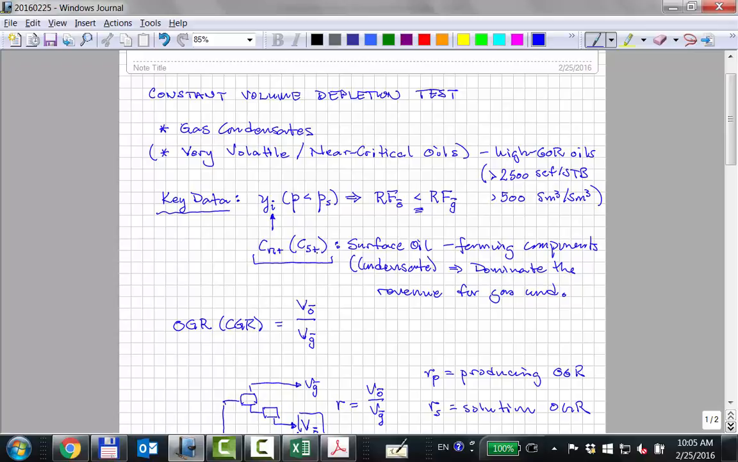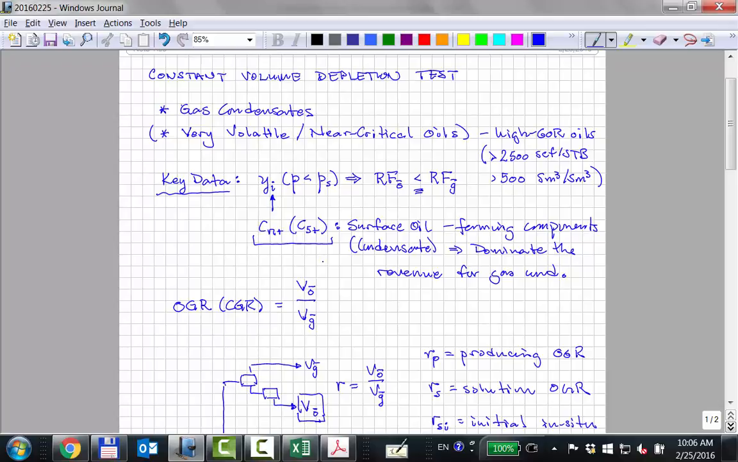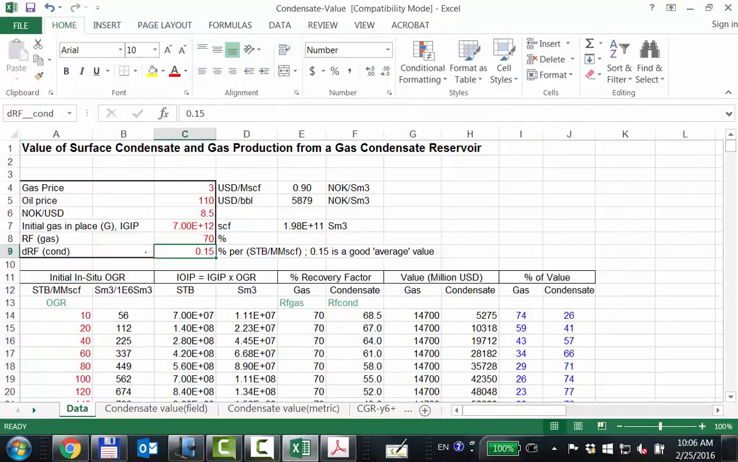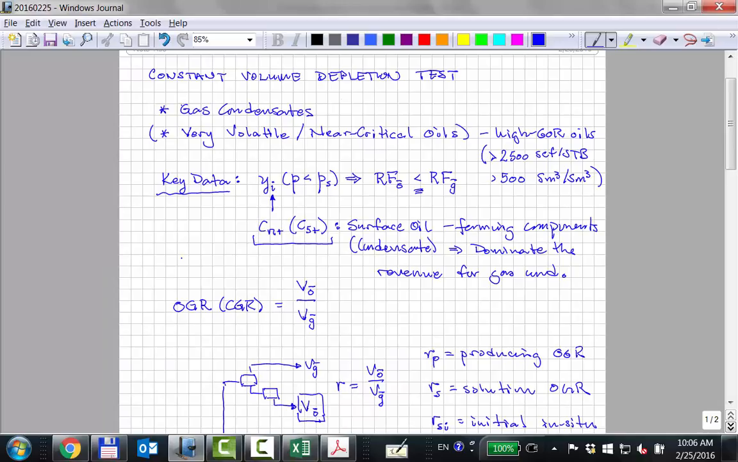And that loss of recovery of the condensate is, in this spreadsheet, given through this kind of empirical Curtis adjustment. It's not correct, it's just an adjustment. So, okay, we'll stop there.